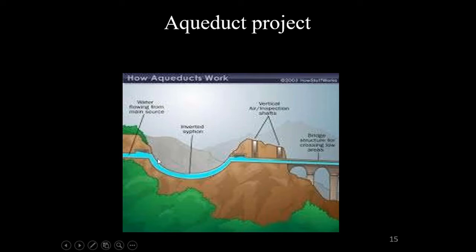Aqueduct is nothing but this is a siphon. Water is flowing from the main source. From this main source, air shafts are being provided, and there is an aqueduct. This is an aqueduct which is going to provide for the movement of this water to be done properly. So this type of structures will come across to make any project successful.